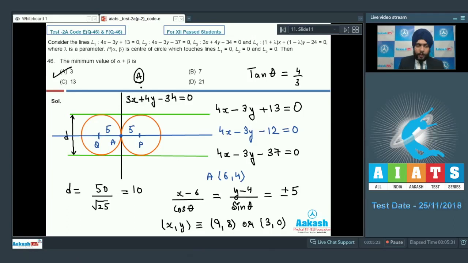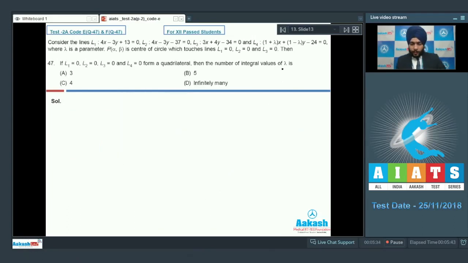Let us move on to the next part of this paragraph, 47. Question number 47 says that if L1 equal to 0, L2 equal to 0, L3 equal to 0 and L4 equal to 0 form a quadrilateral, then the number of integral values of lambda.